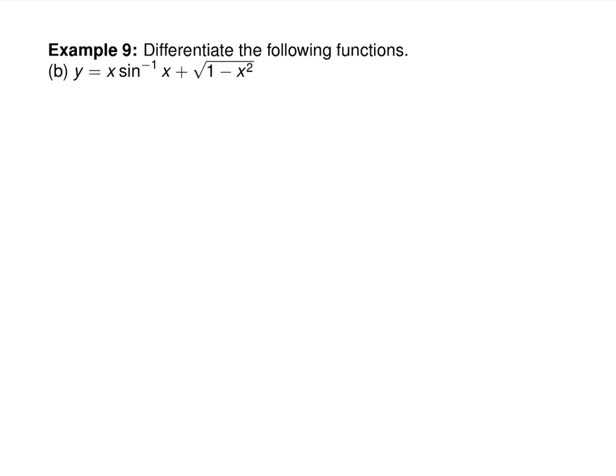So this one involves 2 bits. This first bit involves the product rule. Does that make sense? What does differentiating this bit need? Chain. Good. So y prime is 1 times sine inverse of x. Does that make sense? Plus x times what?